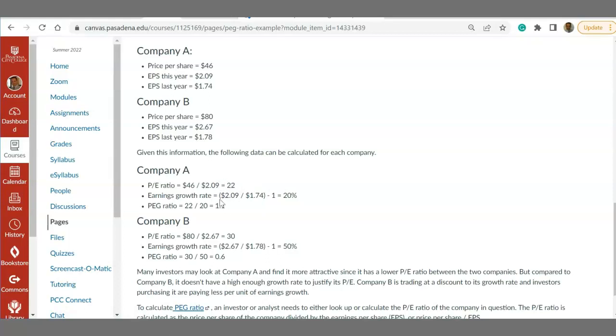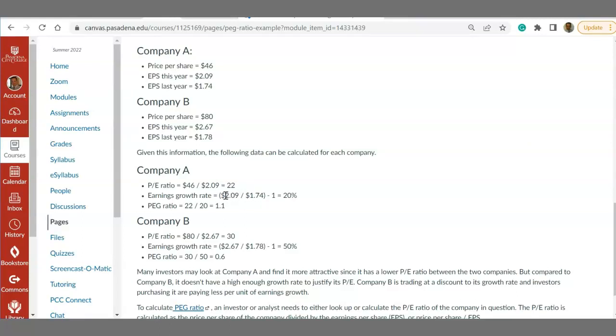Earning growth rate. It's $2.09 right now. Previously was $1.74. So 2.09 over $1.74 minus 1 gives you a 20% growth rate compared to last year. So the other way, if you want to calculate it, and this is confusing for you, this is the easy way that I do. And I always remember how to do it.